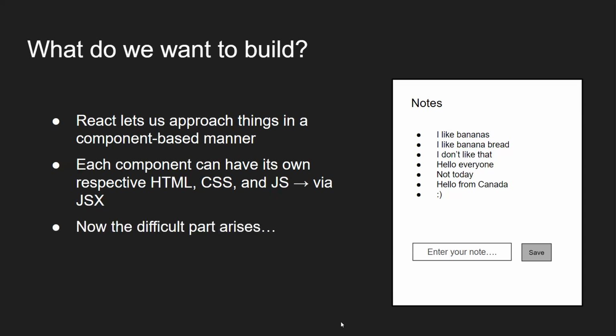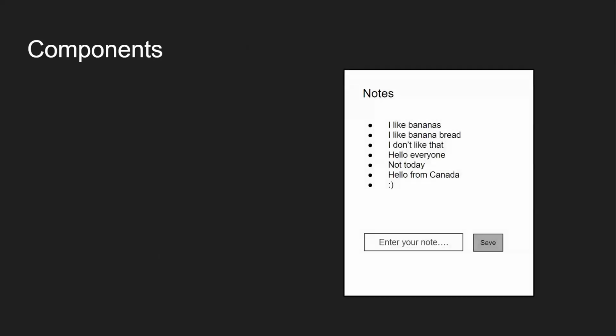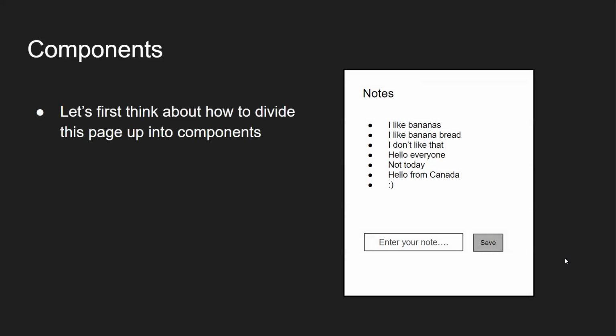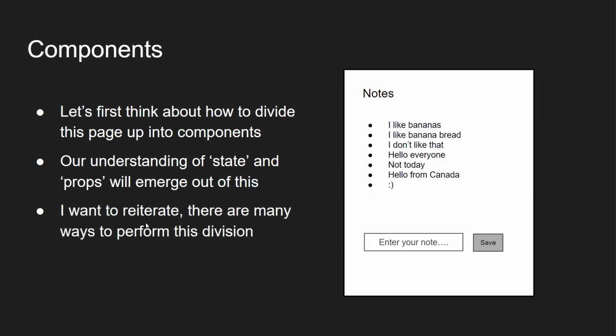And so now the difficult part arises. How do we actually accomplish this? How do we build these components, and how do we think in this way? The first thing we're going to talk about is just components. Here we have our page, and let's think about how we divide this up into components. Some of the other things we talked about, state and props, will arise out of us first thinking about components and how they relate to each other. There are many ways to perform this division into components, but this is just one way that I did.